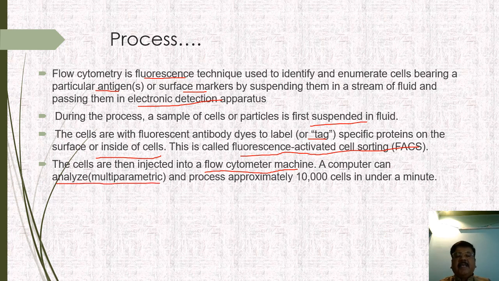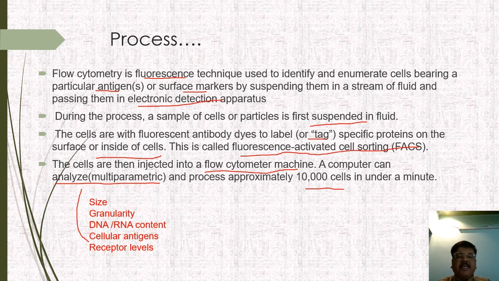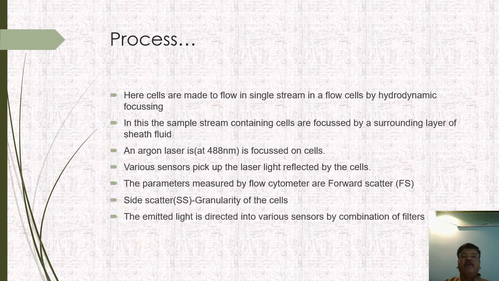multiparametric analysis, and in the process approximately 10,000 cells under a minute can be calculated. So what are the parameters you can see here? Size, granularity, RNA DNA content, cellular antigens, receptor levels. All these are the parameters which are taken into consideration for identification of the cells, counting the cells.